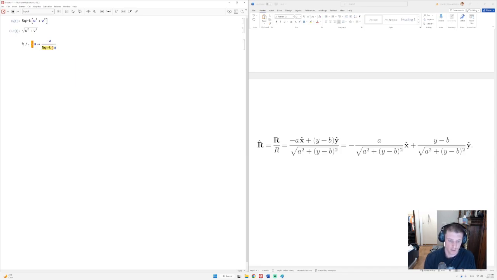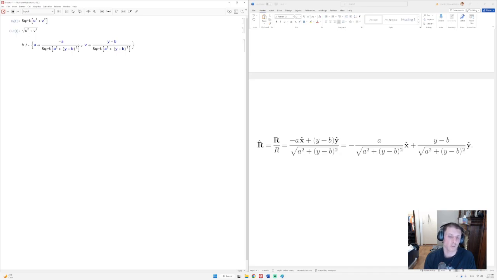u is negative a over the square root of a squared plus (y minus b) quantity squared, right? So now it's going to plug this in when I tell it to, and then I do the same thing for v. I tell it v is (y minus b) over the square root of a squared plus (y minus b) quantity squared, and then I close the curly brace. I think this looks good.